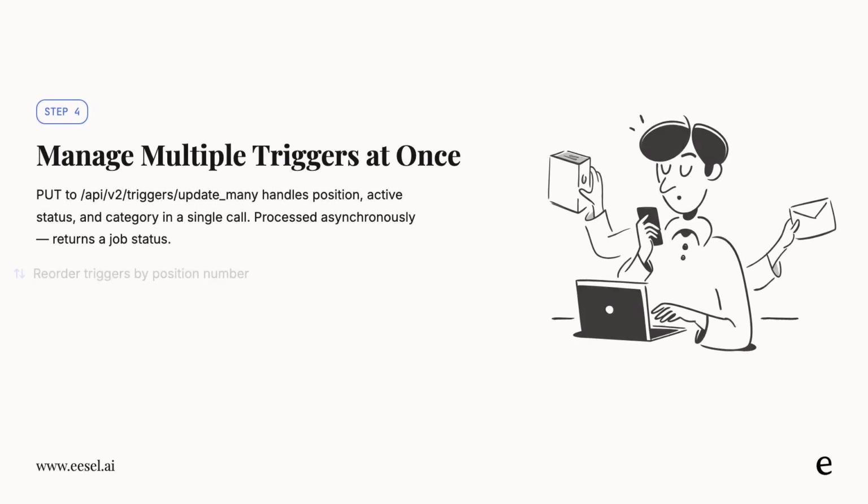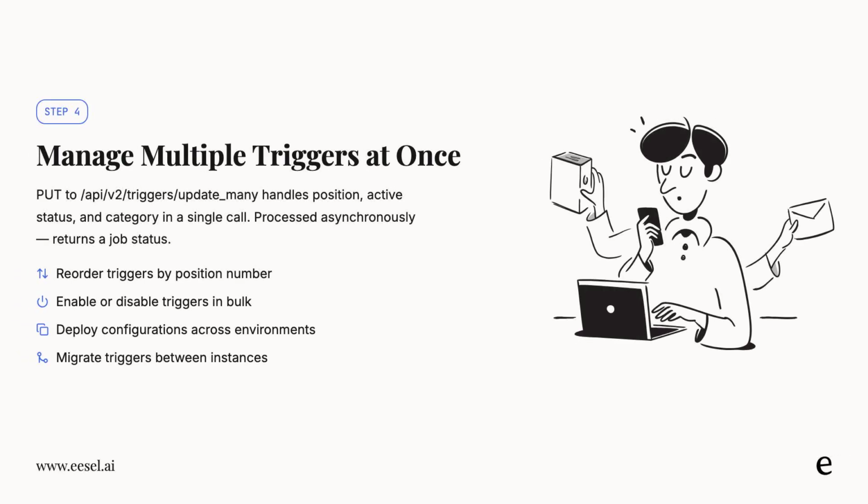When managing triggers at scale, individual API calls get slow fast. PUT to /api/v2/triggers/update_many lets you reorder positions, toggle active status, or reassign categories for multiple triggers in a single request. Bulk updates process asynchronously and return a job status you can poll.